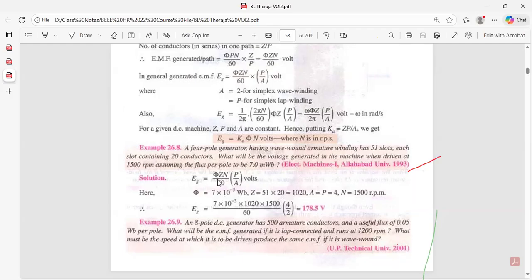So I know Φ now. I know Z. I know N, 1500 RPM. I know P, P is equal to 4. Here A is equal to 2. They have given it wrong in your textbook here. A is not equal to P because it is wave winding. A is equal to 2. See, in the answer they have substituted correctly, A is equal to 2, P is equal to 4, but they have given it wrong here. Therefore EG is equal to ΦZN/60 × P/A. This is your answer. Any doubt in the problem?